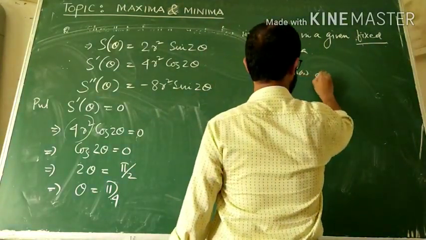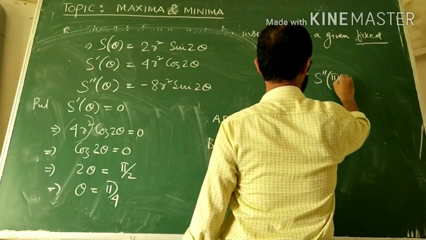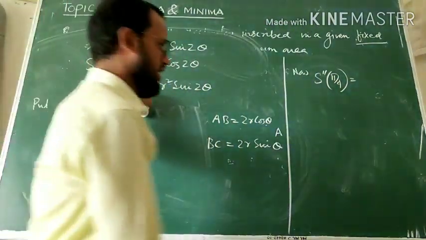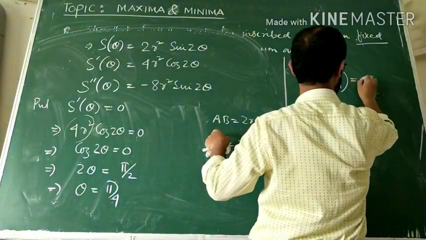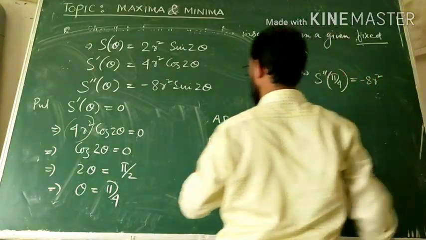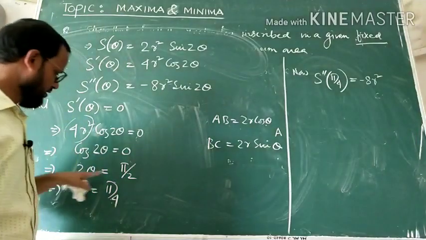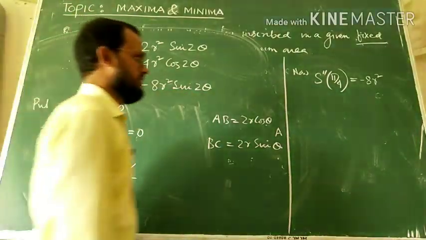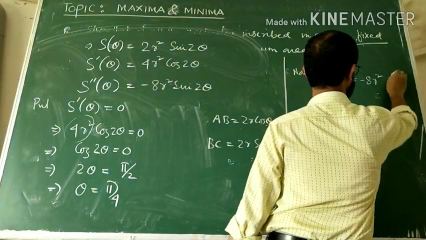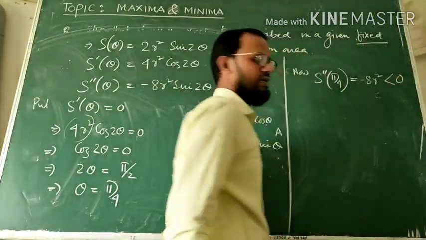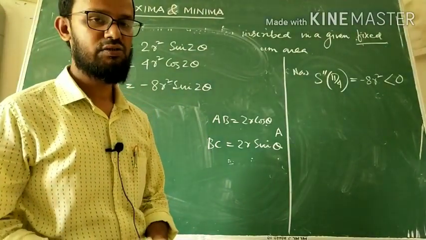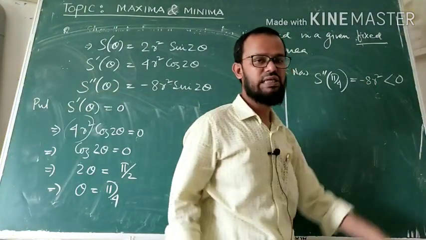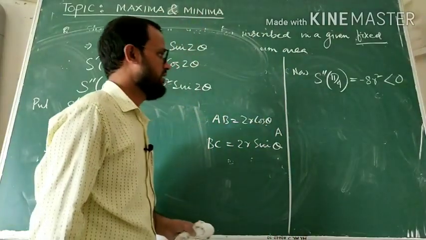S double dash pi by 4, what is this? Minus 8r square sin 2 theta. Now what is 2 theta? 2 theta equal to pi by 2. Then it will be sin pi by 2 equal to 1, so minus 8r square into 1, which is less than 0. Since r is a radius of a circle, r square is a positive quantity, so 8r square is a positive quantity. Before that this is a negative number, therefore it is less than 0.